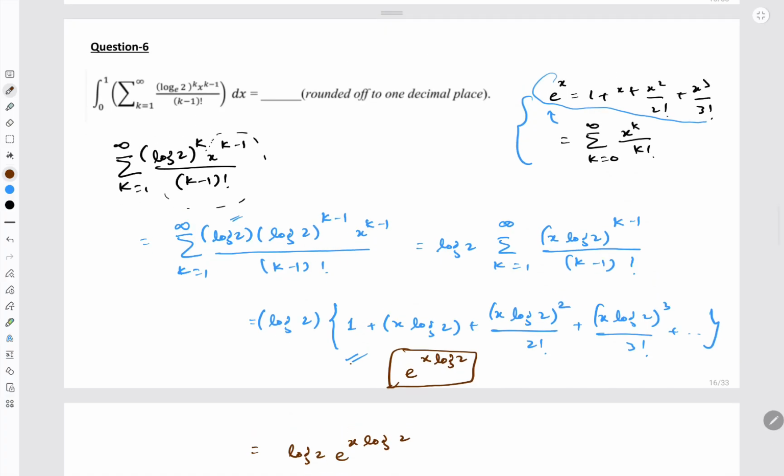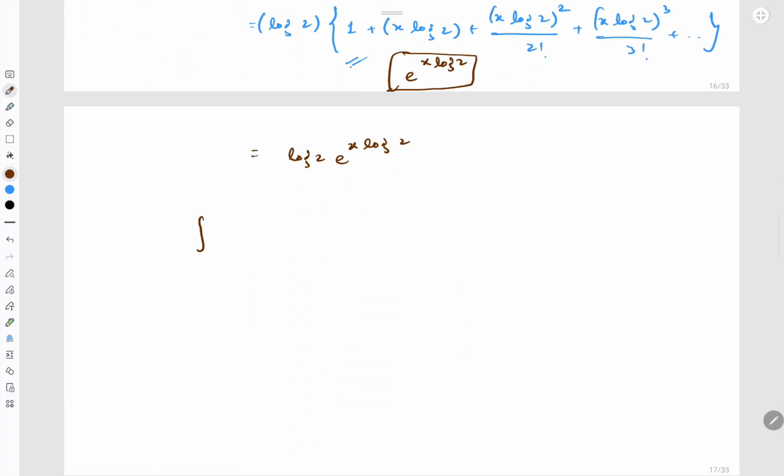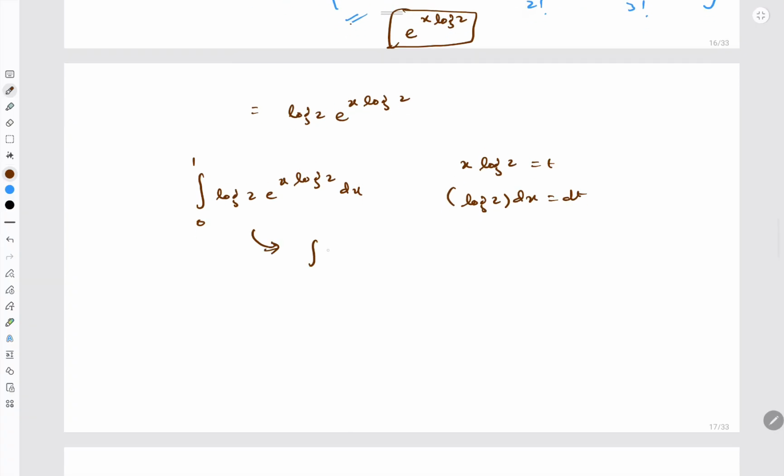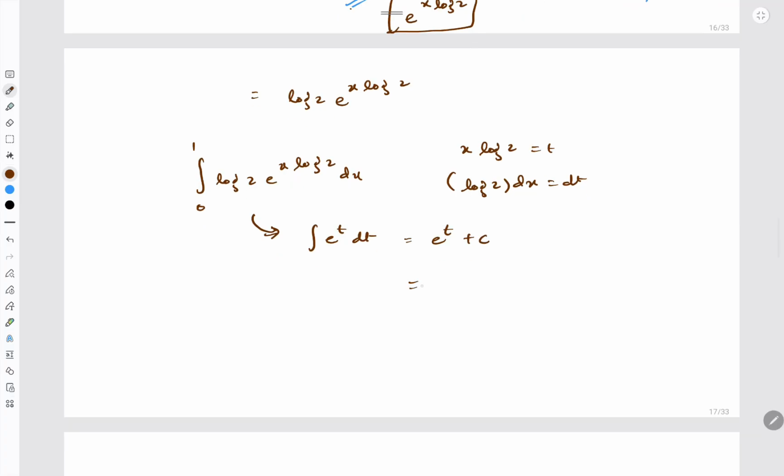What was I asked? I was asked the integration of this thing. So if I integrate log 2 e power x log 2 dx from 0 to 1, let us take x log 2 as t. So log 2 dx becomes my dt. So I can rewrite this as e power t dt. So the answer becomes e power t plus c. And I can substitute t back. T is my x log 2, so e power x log 2 plus c.